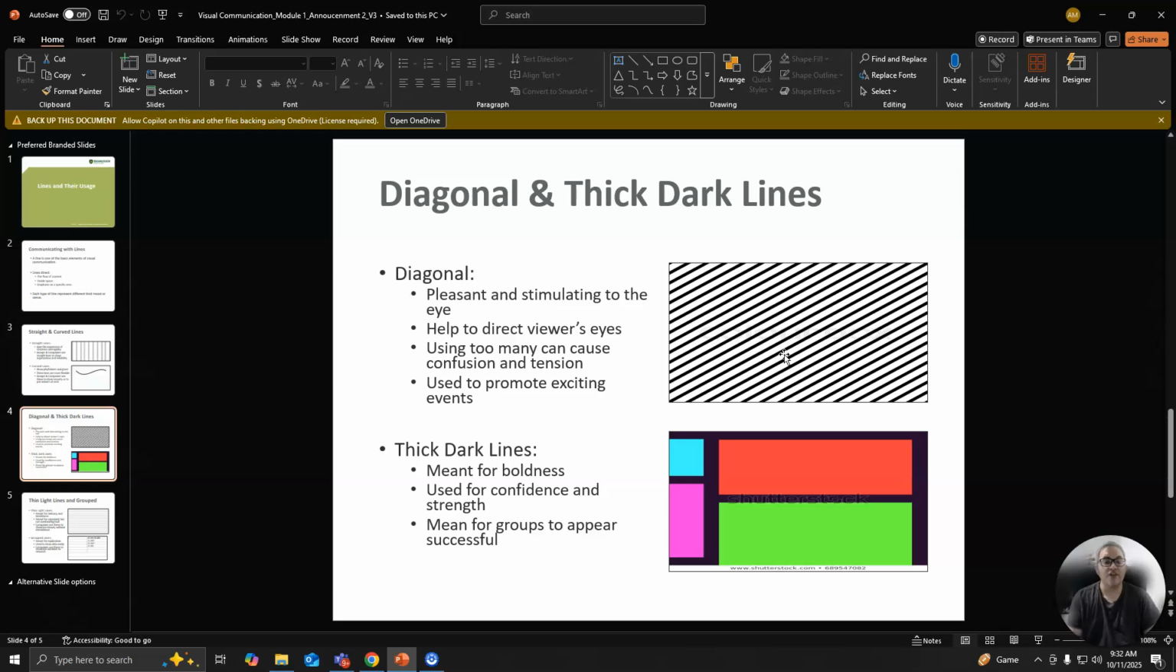That's what matters. Now, thick dark lines or gigantic bold lines are meant for confidence and strength. They're really bold for the fact that they highlight a specific element that should pop out compared to everything else. They're meant for groups to appear successful in more ways than one. So when you see these types of lines out there, they're meant to really just highlight specific elements, and that's what's really awesome about it.